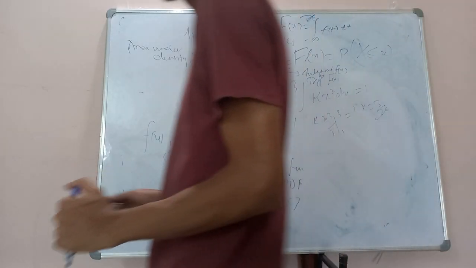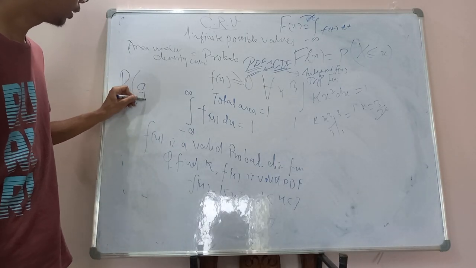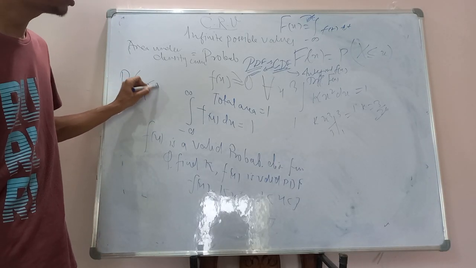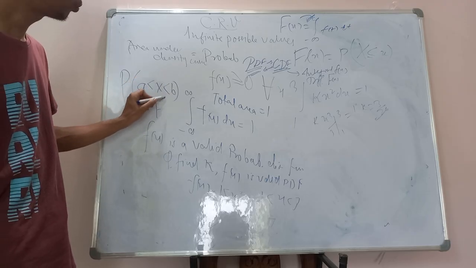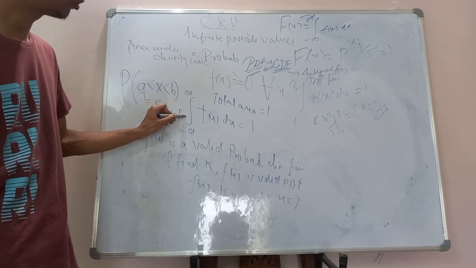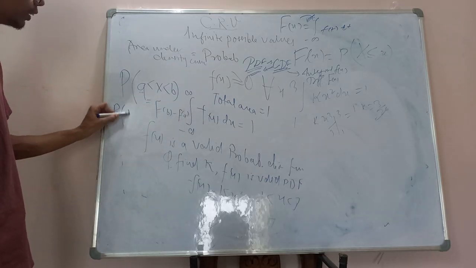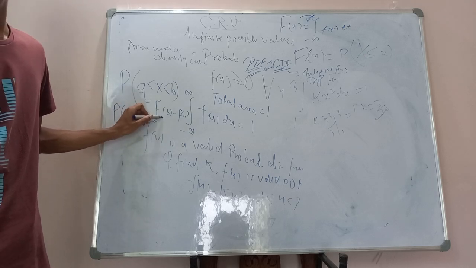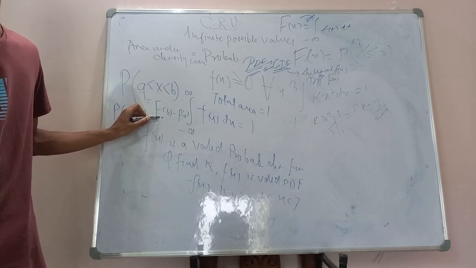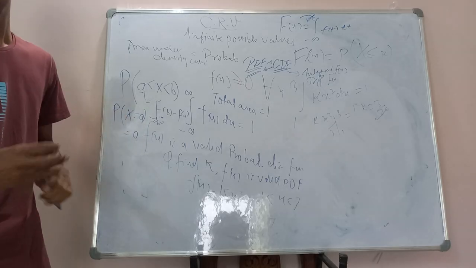Now the probability of the random variable x between a and b is given as F(b) minus F(a), and if it is asked at a single point x equal to a, the probability will be 0.